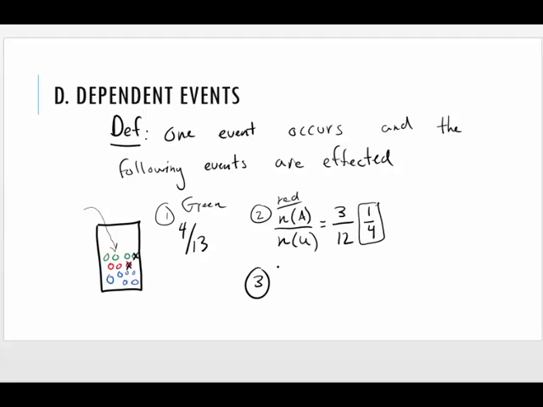But Sarah pulls out another red. What are the chances of that? Well, let's find out. How many reds are left? 2. How many jelly beans are left? 11. So now we have a 2 out of 11 chance, and so on and so forth. Those are called dependent events. They depend on the previous one.